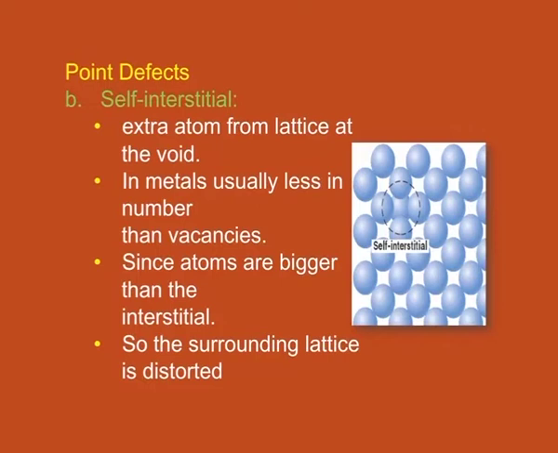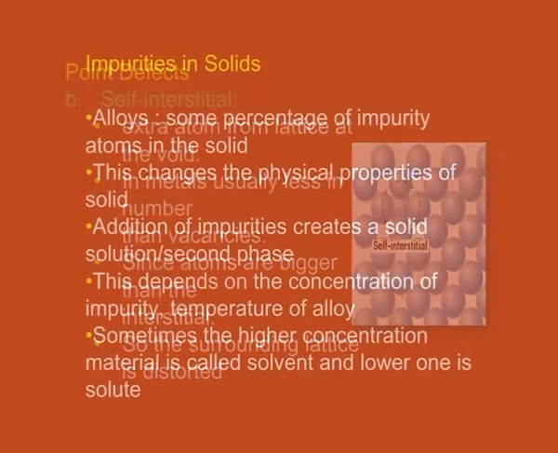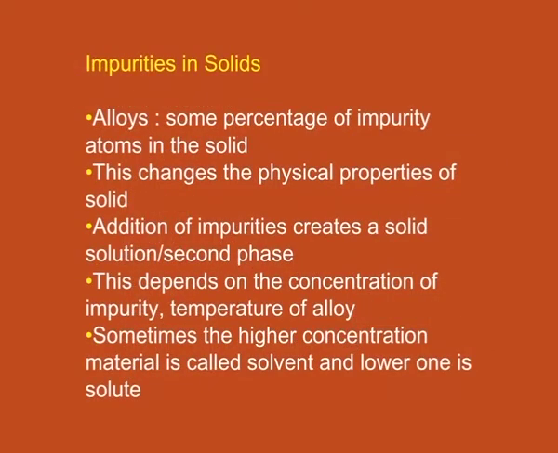Now, what are the reasons for getting these defects? Basically, these are the impurities in the lattice structure which bring in the defects in the lattice. Now, alloy is also some sort of defect structure of a lattice, which is having some amount of impurity in the solid. Now, because of the impurity in the solid, the physical property of the solid changes drastically.